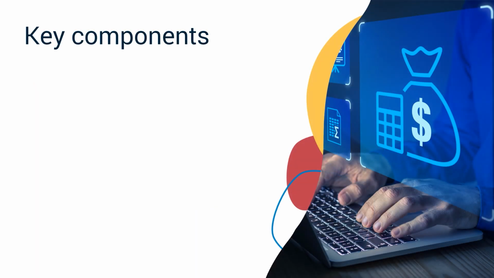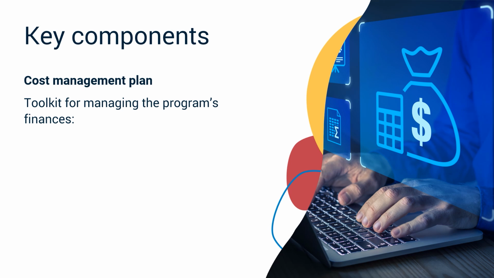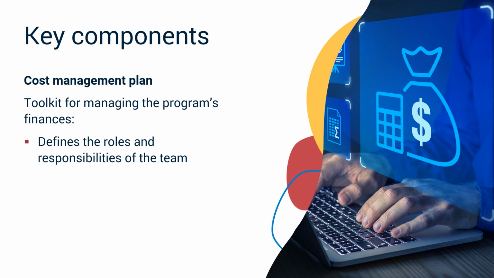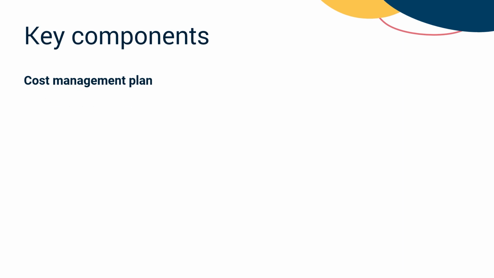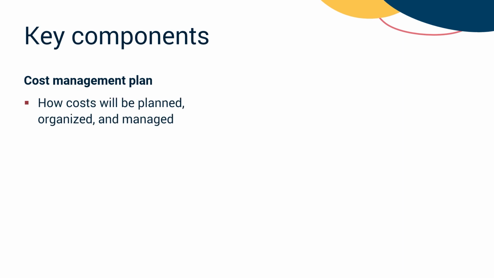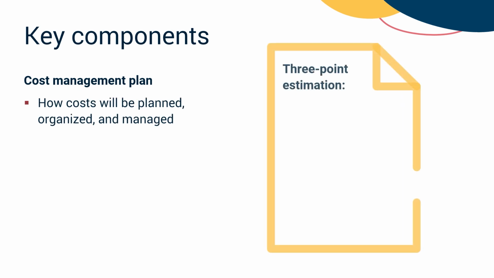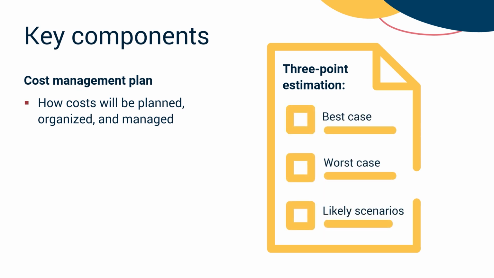Next, it's important to have a cost management plan, which is like your toolkit for managing the program's finances. Start by defining the roles and responsibilities of your financial management team. This helps clarify who is responsible for what, ensuring accountability. Then, you'll need to outline how costs will be planned, organized, and managed. For example, use 3-point estimation to predict costs by considering best case, worst case, and likely scenarios.